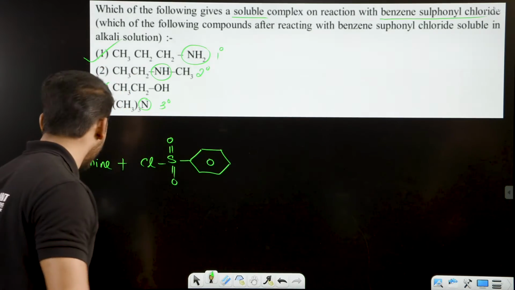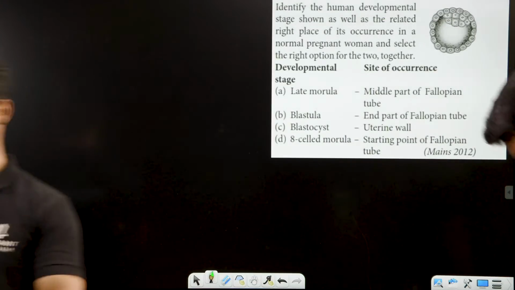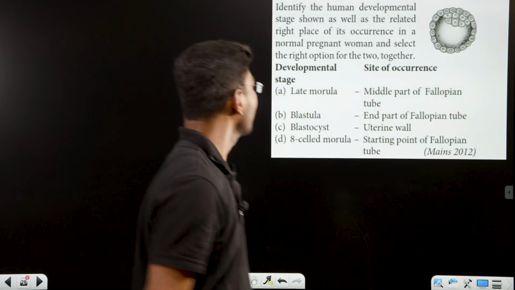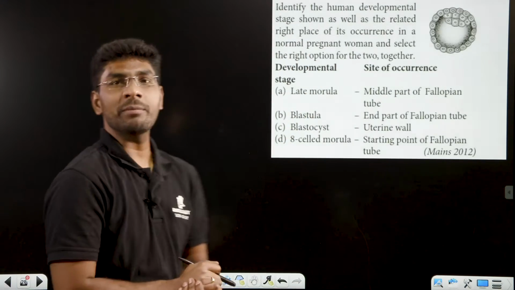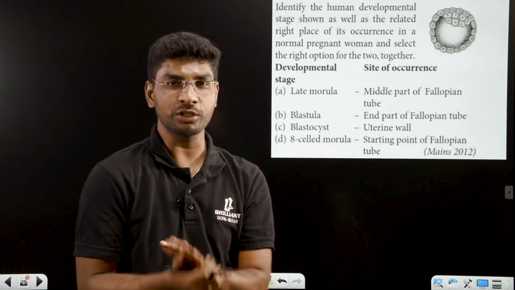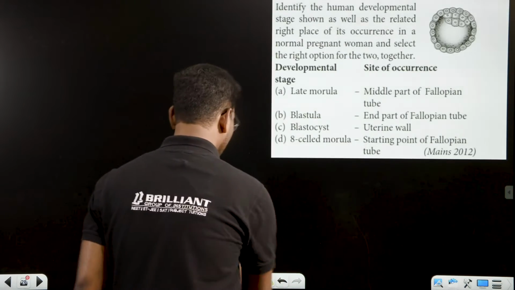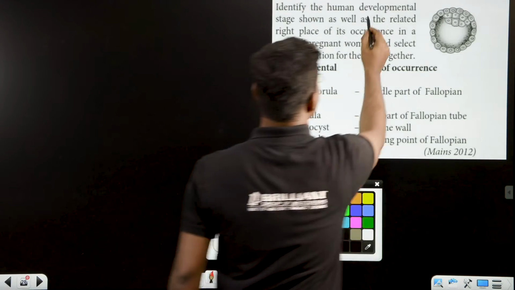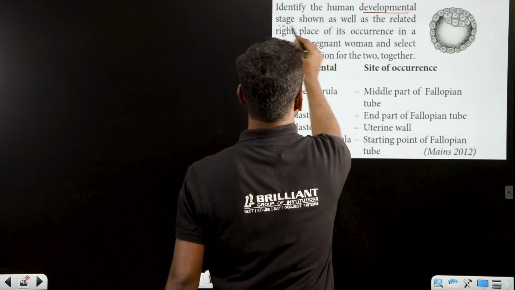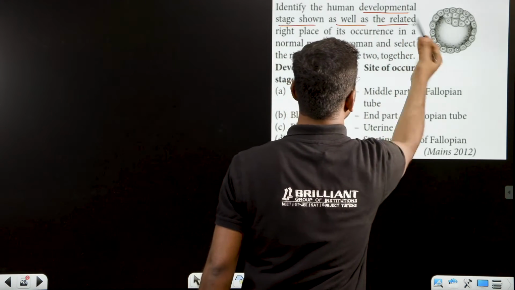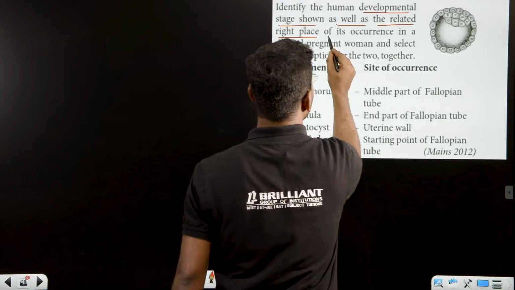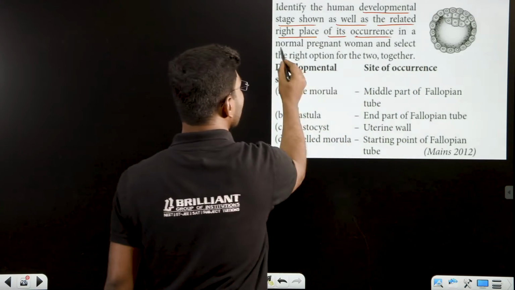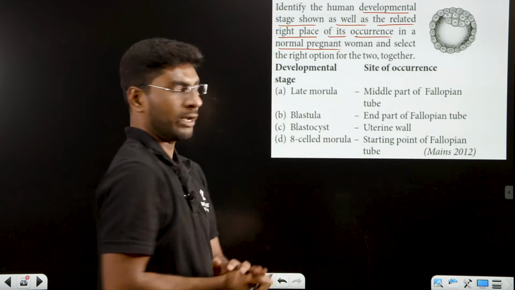Yes. Next question, biology. Now look at the question. This question is from implantation. Yes or no? Look at this question. Identify the human developmental stage shown, as well as the right place of its occurrence in the normal pregnant woman.